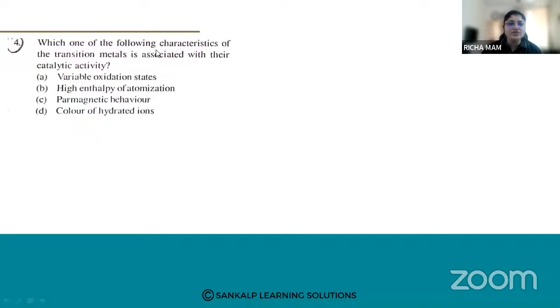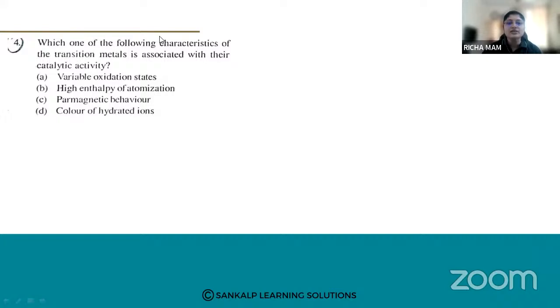Next question. Which one of the following characteristics of the transition metals is associated with their catalytic activity? A, variable oxidation state. B, high enthalpy of atomization. C, paramagnetic behavior. And D, color of hydrated ions.